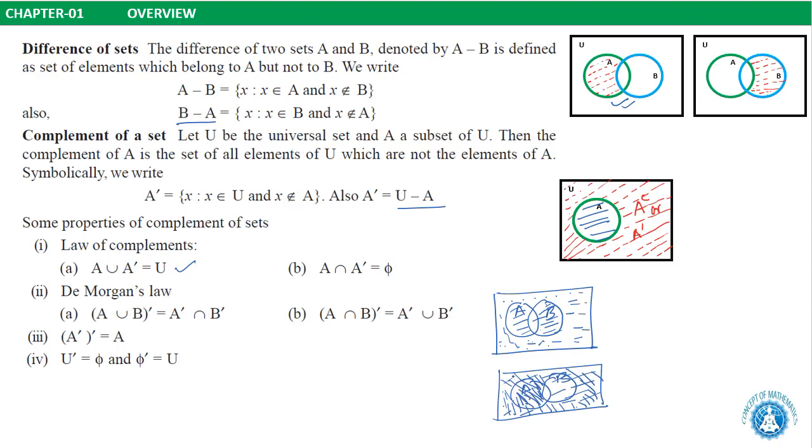Intersection will be this portion, which is lying outside of the union of A and B. The complement of a complement of a set equals the set itself. The complement of the universal set equals the null set, and the complement of the null set equals the universal set.